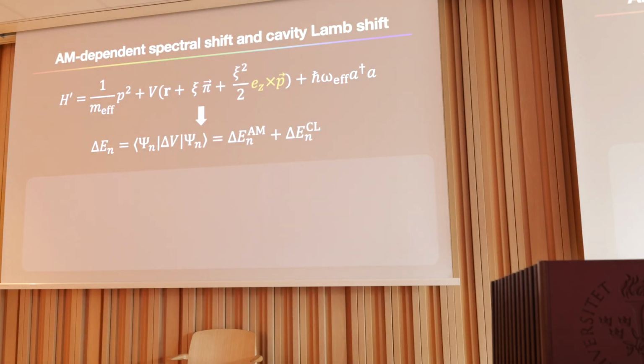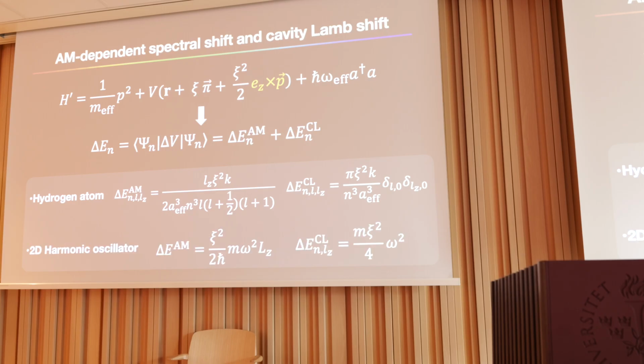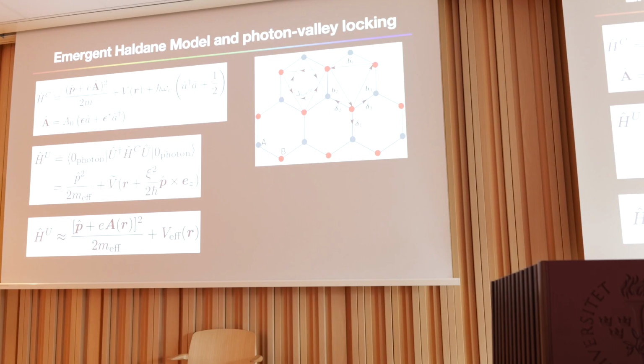When you do the perturbation, first order is enough, and then you can find the rigorous result in the weak and strong coupling for the hydrogen atom and the 2D harmonic oscillator. It's very simple calculations, so easy.